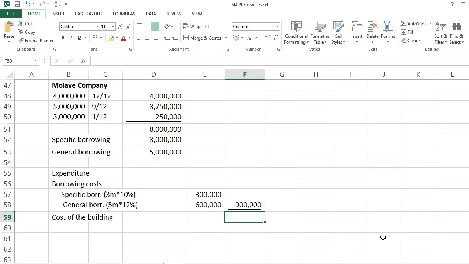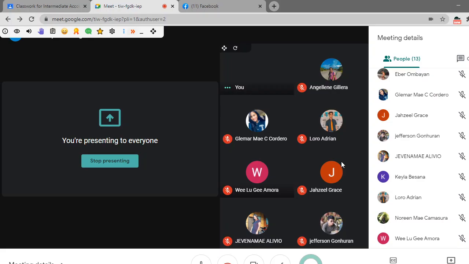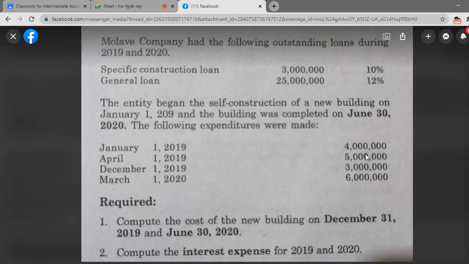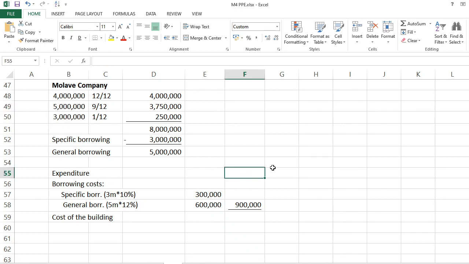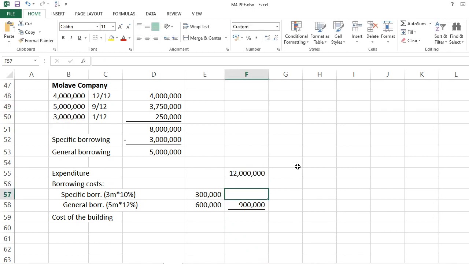So far, ongoing pa yung construction, ma'am, sir. Kaya, yung cost of the building as of December 31, 2019 is, how much is this? 4, 5, 3. 12. Okay, 12. That is 12,900, ma'am, sir. Pero, of course, on 2020, ongoing pa rin naman ng construction, kaya magko-compute ulit tayo.